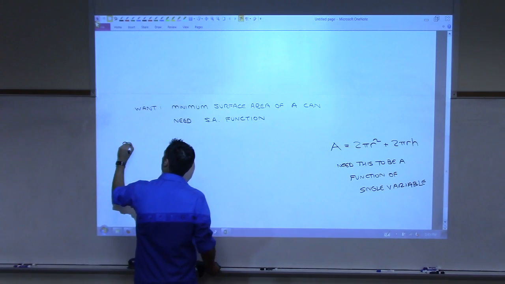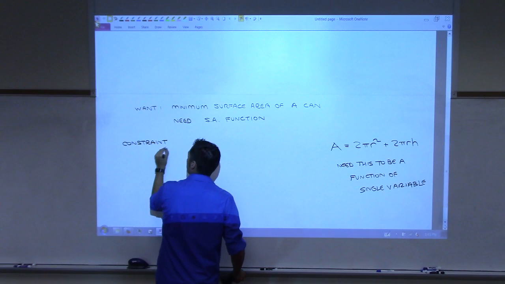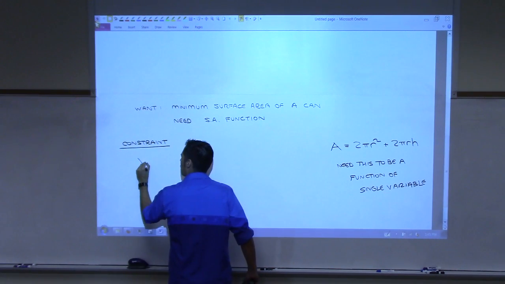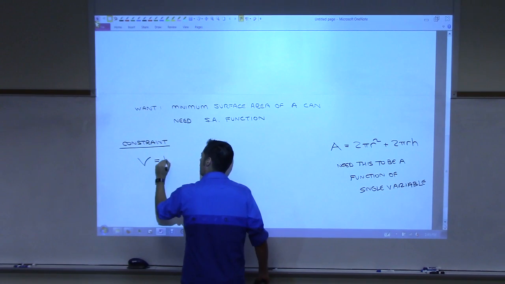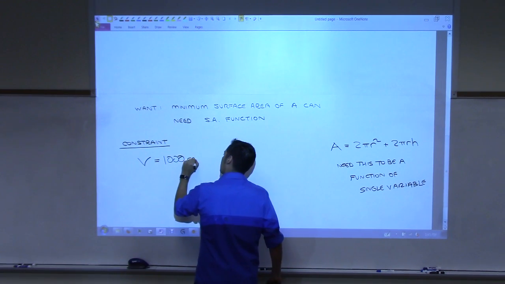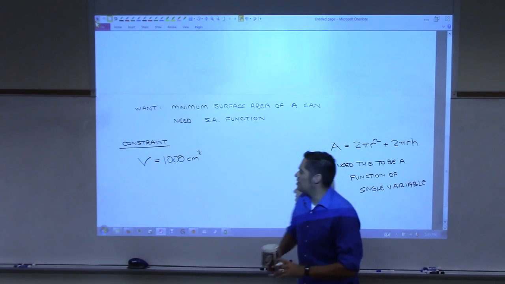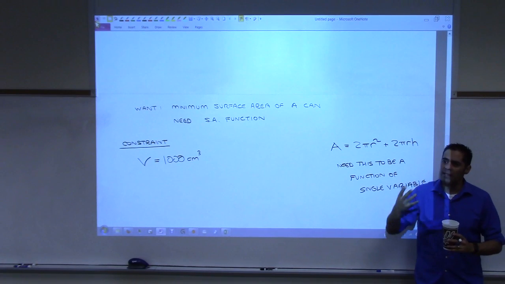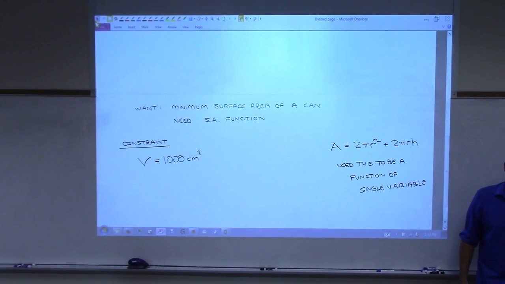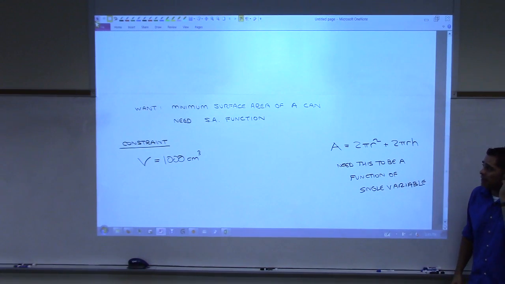So I'm actually going to write constraint first because I'm thinking ahead. I actually know that this is where my constraint is going to come from. I know that the volume must be 1 liter. I'm going to write 1,000 cubic centimeters because I want to be able to tell you my answer with my length, my radius, and my height in centimeters. All right, that's my constraint.